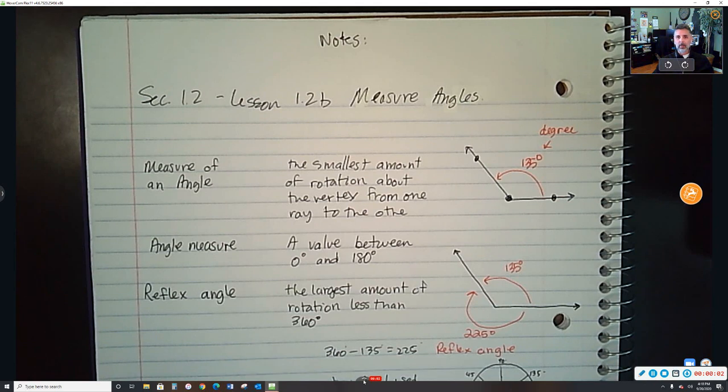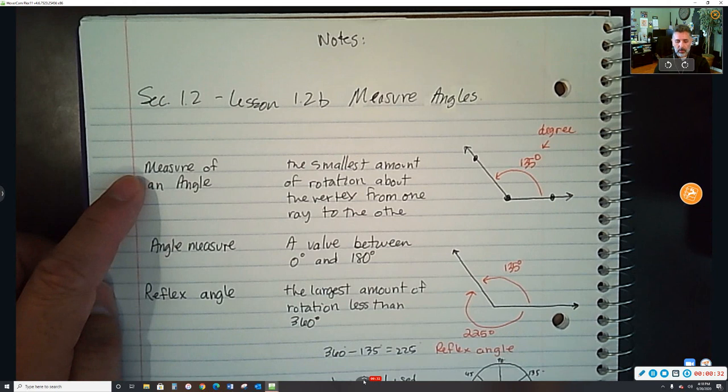Hey, welcome back, everybody. Today we have more notes, and this one is lesson 1-2B, measure angles. There's a lot of definitions in this one. Geometry is a lot of definitions because it's a lot of new things, a lot of different things than algebra, pre-algebra, advanced algebra. So anyway.